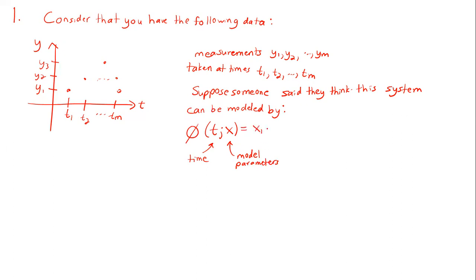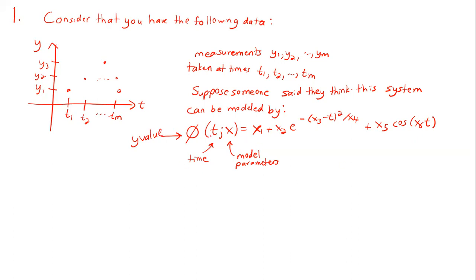And this is equal to x1 plus x2 e to the negative (x3 minus t) squared over x4, plus x5 cosine of x6 t. So let's assume that someone said they think that this is the model of the process, and that once you get these parameters x1, x2, x3, x4, x5, and x6, and you fit them to the model with this structure, it's going to be relatively predictive, so that if you have another time, you're going to be able, using this function, to guess the y value that you'll get at that time. They think that this is a good enough model. So let's say someone already said that.